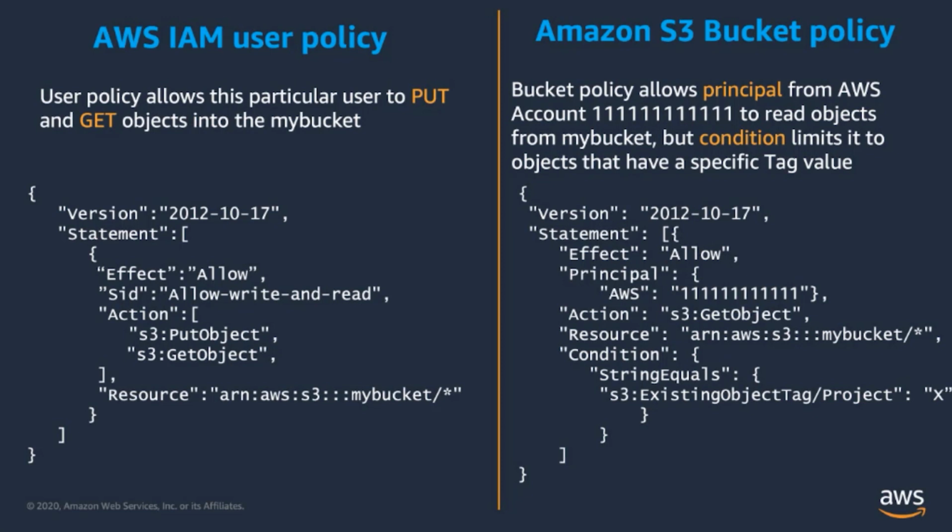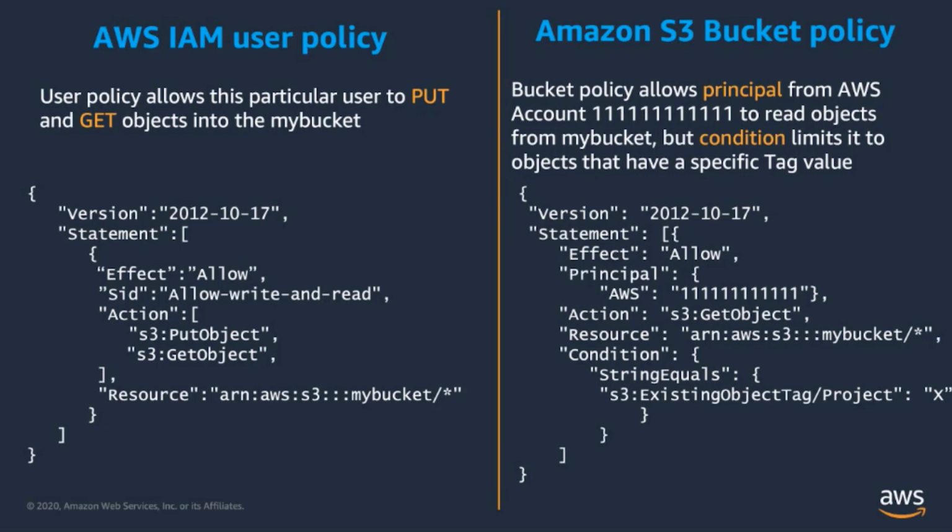Now let's look at our Amazon S3 bucket policy. This bucket policy allows a principal from AWS account 1111111111 to read objects from my bucket. But the condition limits it to objects that have a specific tag value. So let's take a look.